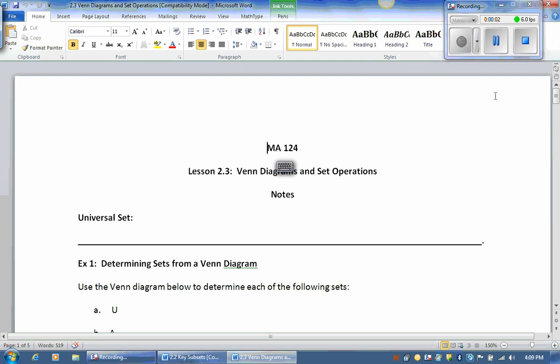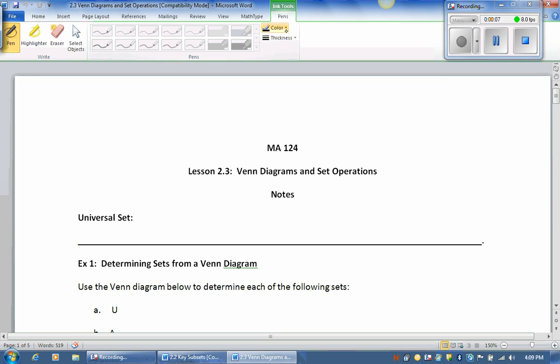This lesson is for Mrs. Cucci's College Now Contemporary Math class. Today we're going to be talking about Venn diagrams and set operations.